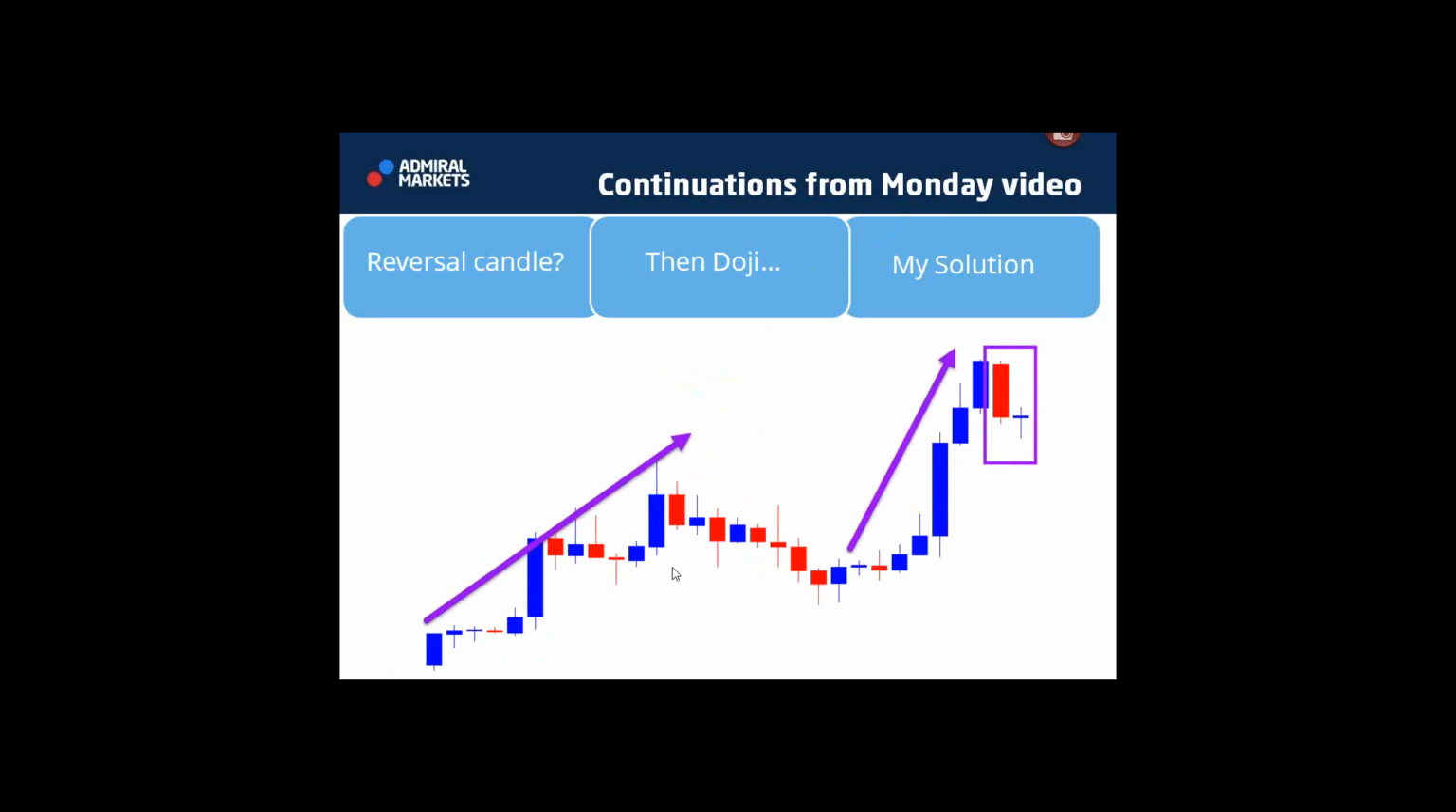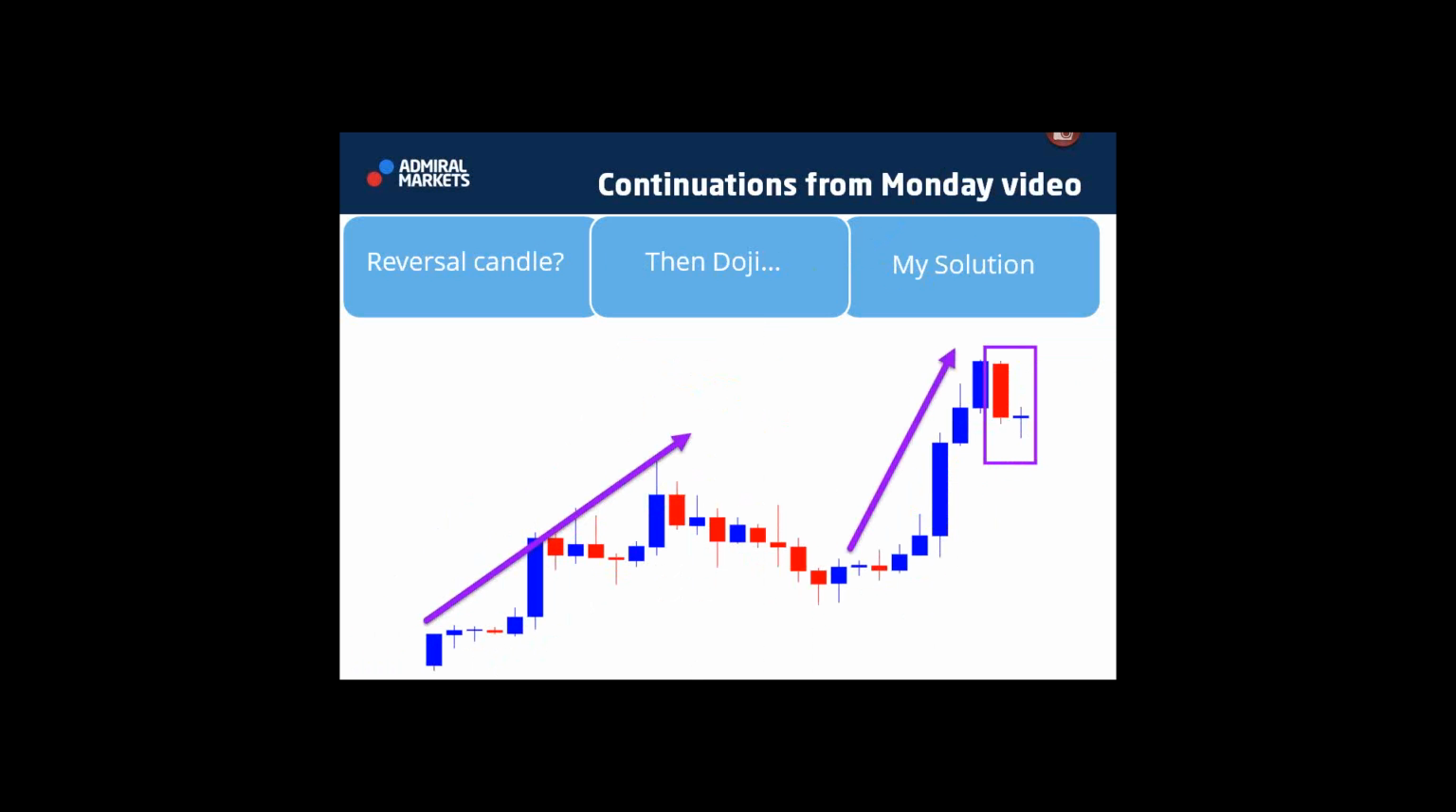You see bullish momentum candles, strong candles, majority are bullish, sizable candles to the upside, small candles to the downside. And what do we see then? We see a bearish candle. And then we see a doji. So basically, some of you might think that this is a danger kind of area.